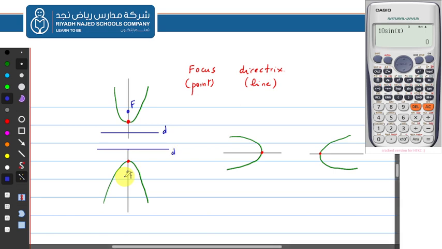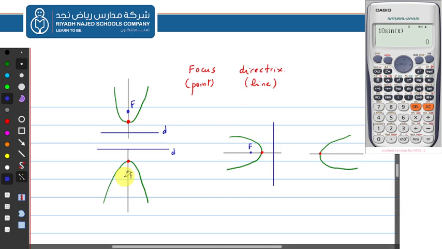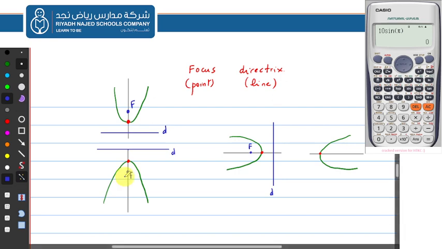Same thing applies to horizontal parabolas. This is the vertex. The focus is inside the curve, and the directrix is on the other side. It is a line. The directrix is a line. And it is always, of course, perpendicular to the axis of symmetry here. You see, the directrix is perpendicular to this axis of symmetry. Okay, this is intuitive already. You don't need to focus on it.